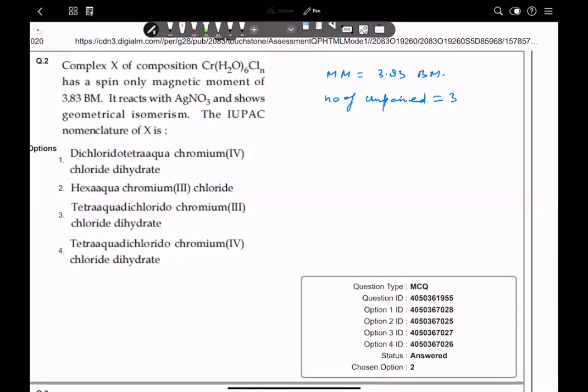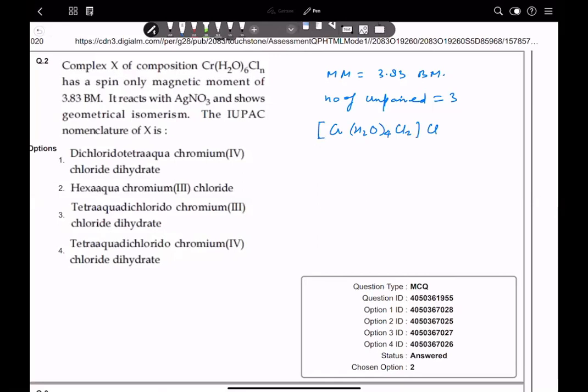It reacts with AgNO3 and shows geometrical isomerism, and the IUPAC name of X is asked. So first thing we got is that it has 3 unpaired electrons, and it reacts with AgNO3 and shows geometrical isomerism. That means certainly one chloride ion is outside the bracket, and as it shows geometrical isomerism, the possible formula can be [Cr(H2O)4Cl2]Cl. So with this formula, it can show geometrical isomerism. It can give a white precipitate with AgNO3.